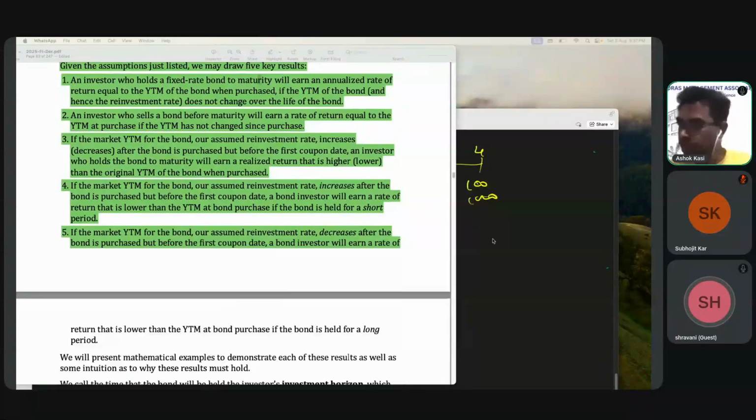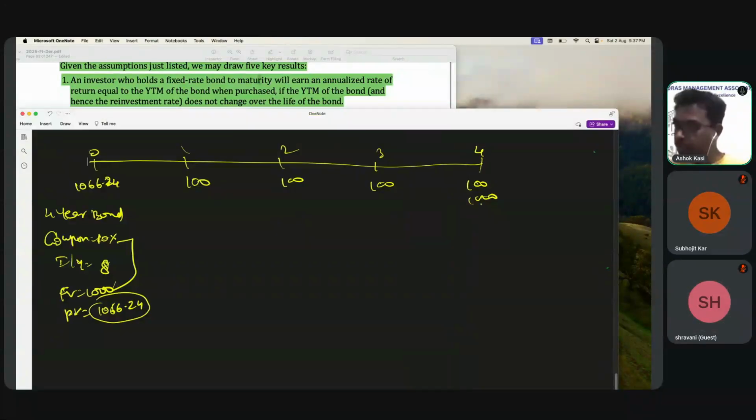Yes, sir. Okay. So 100. Now, an investor who holds a fixed rate bond to maturity will earn an annualized rate of return equal to YTM. See, right now, what is the YTM? 8 percentage. Remember, I did this once. If you are going to hold this bond till maturity, this starting IY is going to be your YTM, equal to the YTM when purchased if the YTM of the bond does not change.